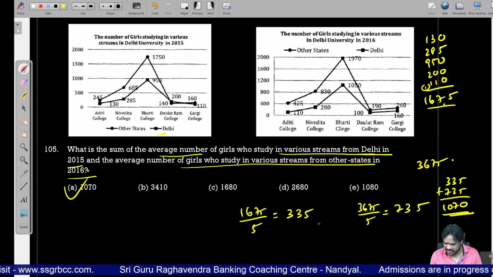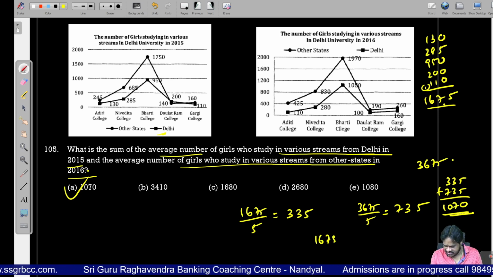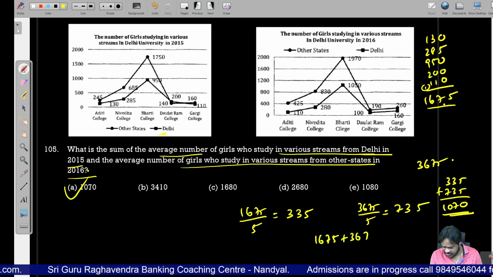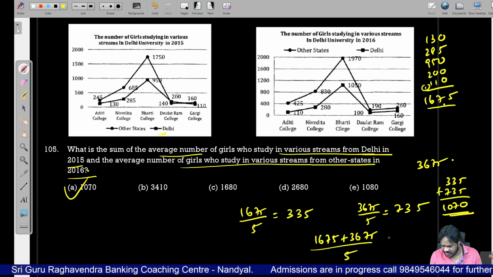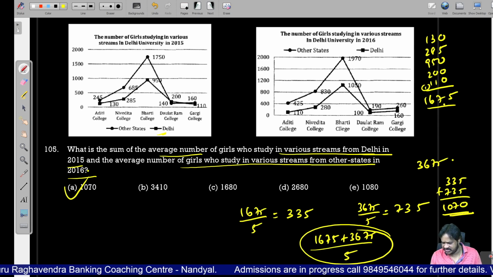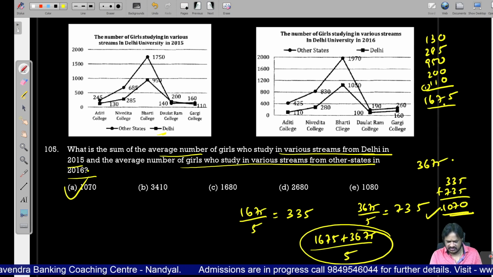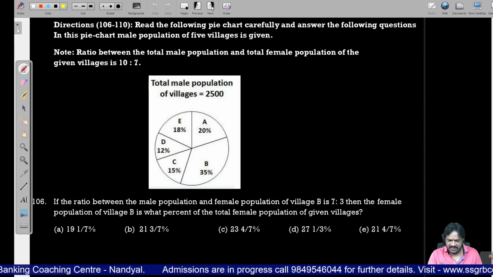Either you can do it in this way or we can do it like this: 1675 plus 3675 divided by 5. We can do it like this also. You will get the same answer, 1070. Next one.